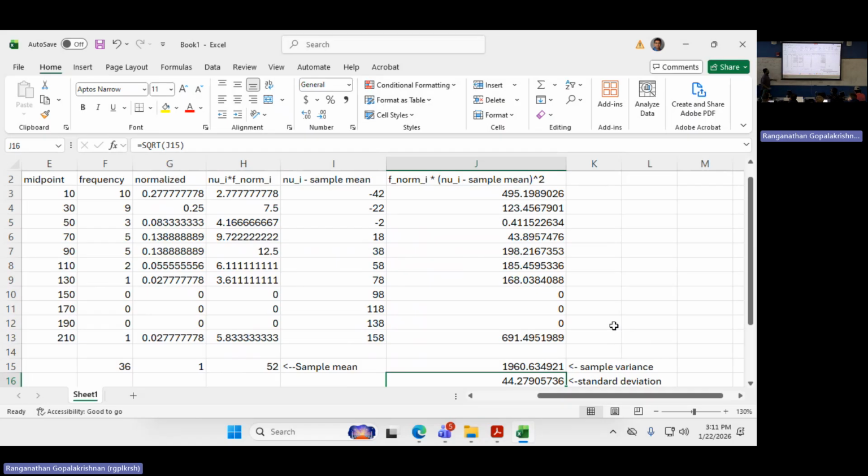So what is your standard deviation? 44.27. So what is 52 plus 44? 96. Okay, 96.